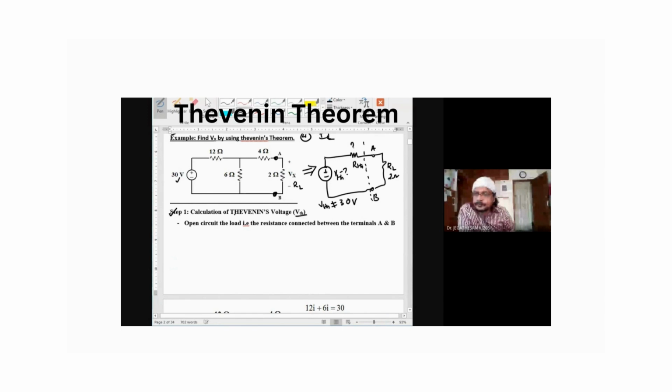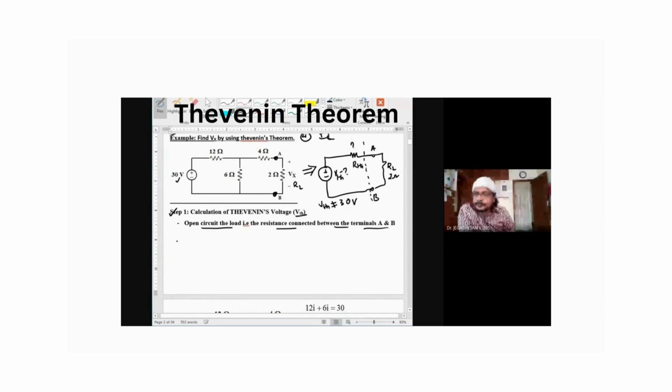Now, step 1, calculation of Thevenin's voltage, VTH. Need not write the full Thevenin's voltage, you just write calculation of VTH. Noted? Yes, sir. To find out the Thevenin's voltage, what should you do? Remove, open circuit the load resistance, that is the resistance connected between the terminals A and B.